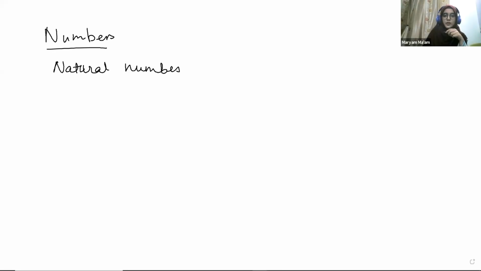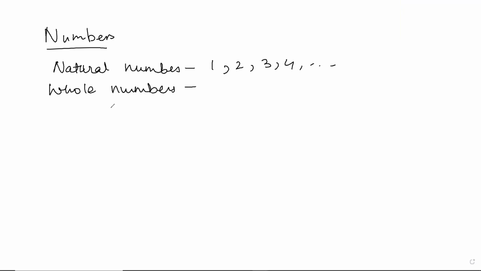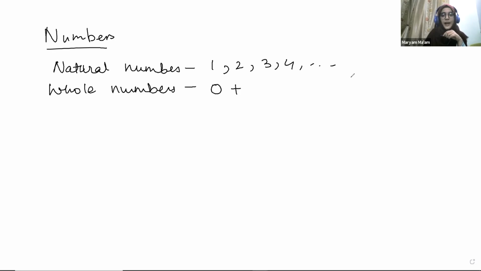Okay, so natural numbers. What are natural numbers? 1, 2, 3, 4, 5. All right. So natural numbers are basically counting numbers, the numbers which you use to count, and so on. Next, what are whole numbers? Ma'am, whole numbers are natural numbers which include zero as well. Exactly. So it's 0 plus all the natural numbers.